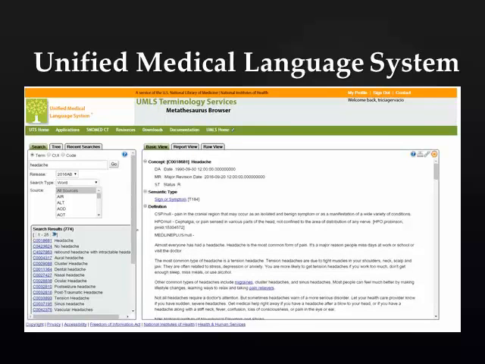UMLS Terminology Services provides ways to access the UMLS. One of these is through the web browser, where you can retrieve UMLS concept information including the CUI, semantic types, and synonymous terms.